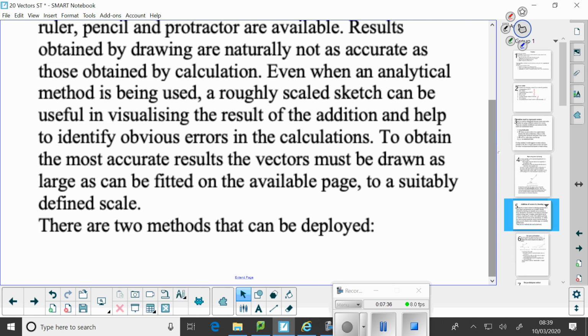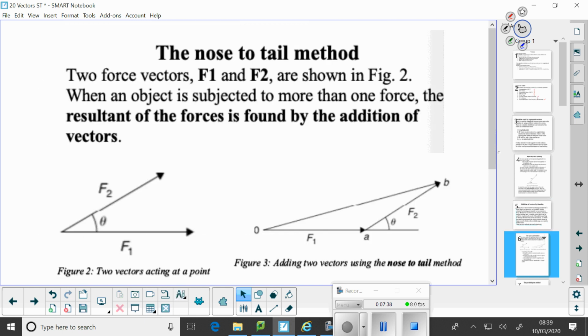Right, so it's worthwhile being able to draw sketches. We can deploy two methods for this. Firstly, the nose to tail method. If we're going to add these two vectors, F1 and F2, at an angle theta, we draw F1 along its horizontal line from O to A, and then we draw F2 up from the nose of F1. We draw the tail of F2 up at 45 degrees and complete the triangle.